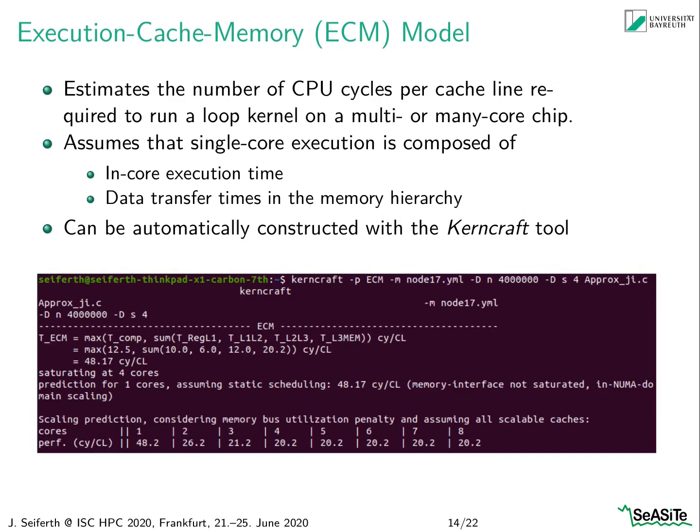Offsite uses the Kerncraft tool, which can automatically construct the required ECM predictions. The screenshot exemplarily shows the Kerncraft output for kernel approx_ji. Kerncraft does not only give us a single core prediction of 48.17 cycles per cache line, but also provides predictions for all other core counts. Hence, Offsite has to call Kerncraft only once per kernel and ODE system size to get predictions for all available core counts.